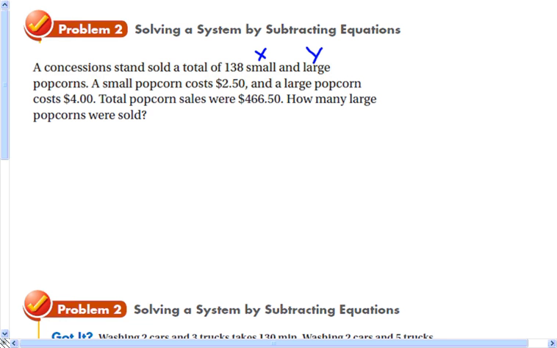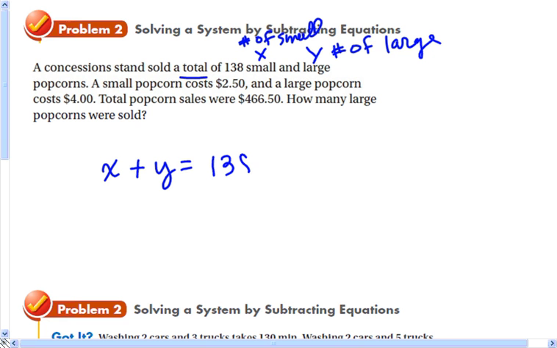So if they sold a total of 138, then that means x will be the number of small popcorns we sold, and y is the number of large. So then x plus y equals 138 is one equation we can use. And if we take 2.50 times x plus $4 times y, we will get the total sales, which were $466.50.